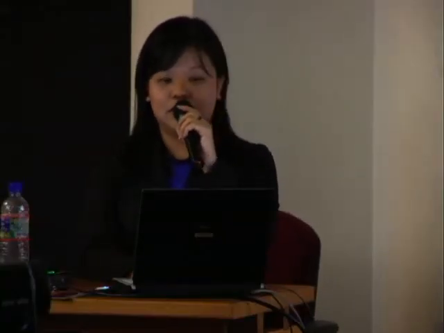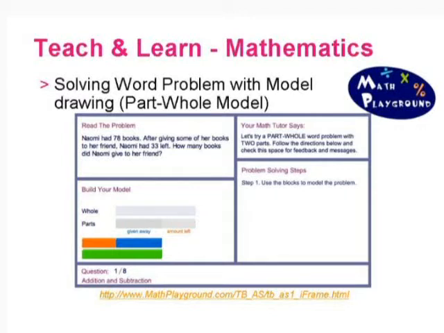This format is where you read the problem sum. Mary had 48 markers, giving some of her markers to a friend. Mary left 29. How many markers did Mary give to her friend? Very straightforward question, but in a primary school context, I believe you're still doing it, it is for the child to draw a model to better understand how this problem can be solved. On the right-hand side, the math tutor online will say, let's try a part-whole word problem with 2 parts. So you follow the directions below and build your own model here.